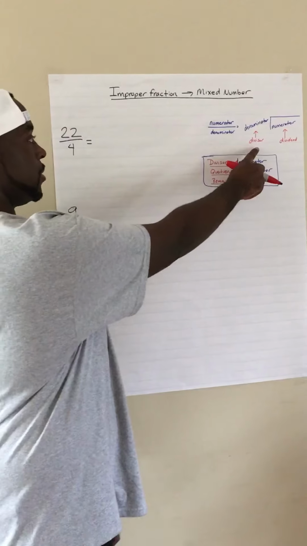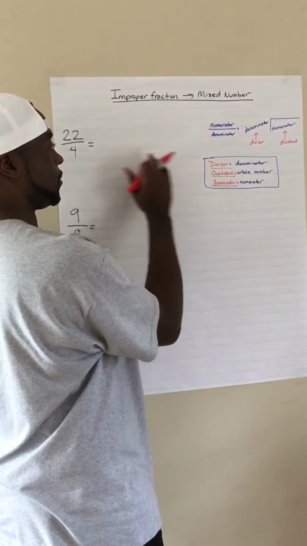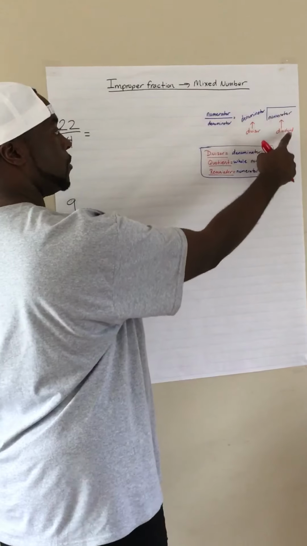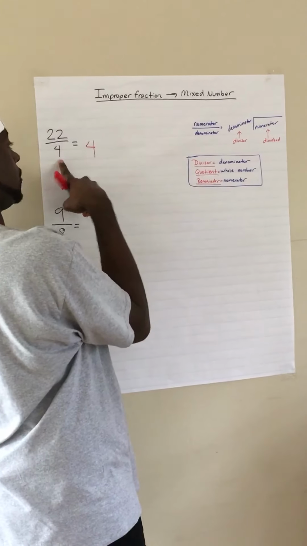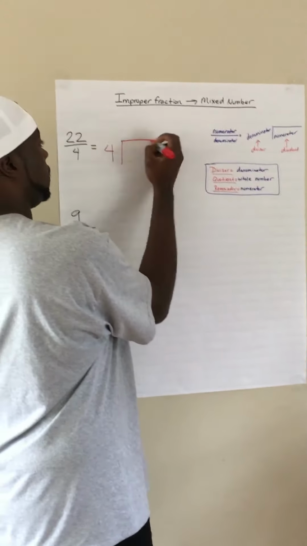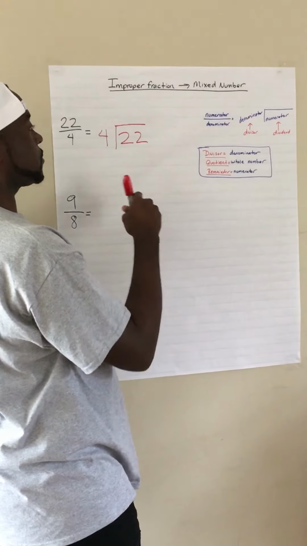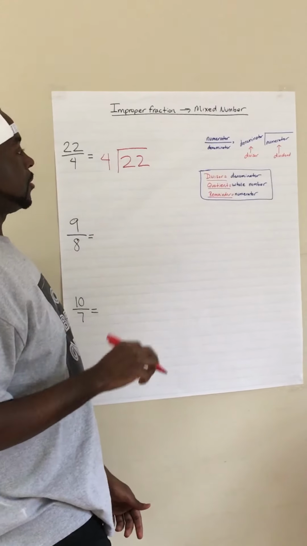So over here, I set it up to how it should look once you set it up all over here. Your denominator will be your divisor, and your numerator will be your dividend. So let's write it out. So 4 is my divisor, and 22 is my dividend. So this is familiar. This is a regular division problem. So let's solve it out.